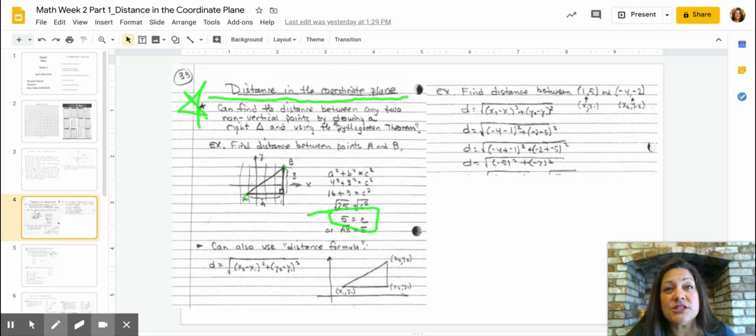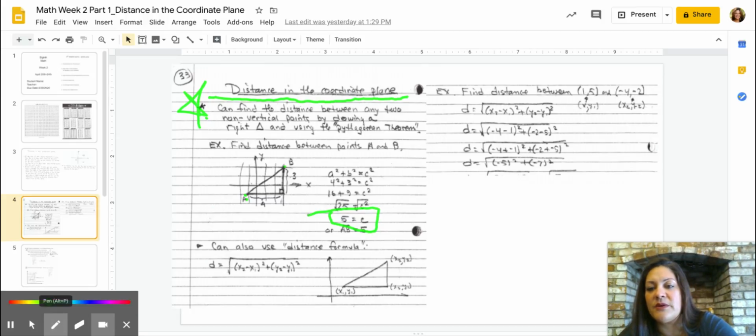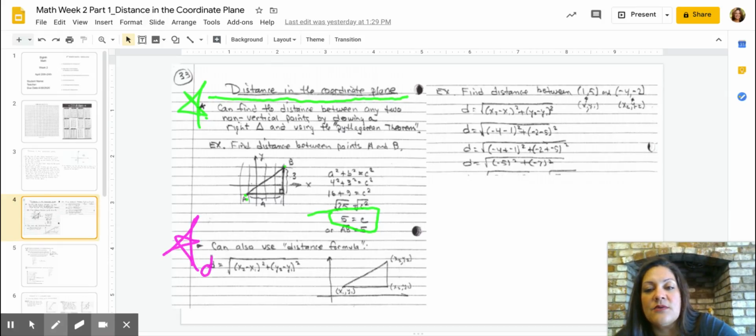Okay, so you could also do a distance formula, and we're going to look at this right here, but when we do the work, we're actually going to still use Pythagorean theorem and draw a triangle, okay? But this is another way to do it. You'll notice that it has things that are familiar that we've used before, okay? So it says you can also use the distance formula. D equals square root of x2 minus x1 squared plus y2 minus y1 squared. Okay, the square root of all of that.